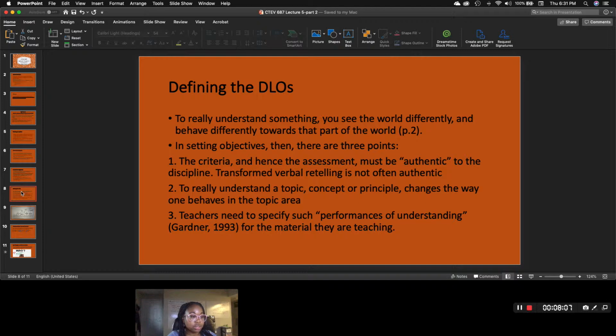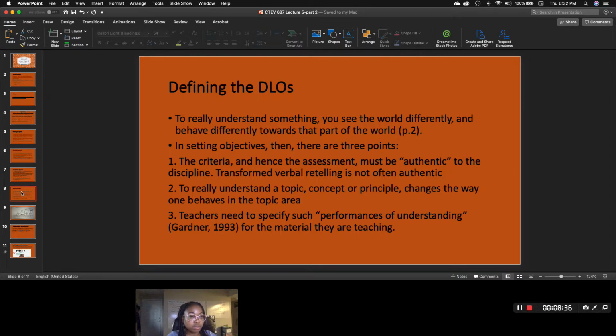And then 3, teachers need to specify such performances of understanding for the material they are teaching. So I think this is a big one. Oftentimes we do not tell students what it means to actually show me that you understand something. So when they go to complete a task, the performance aspect of it, or the way they're showing you how they know the knowledge, is a mystery to them. So they end up not performing to what the standards are because it's not indicated to them.